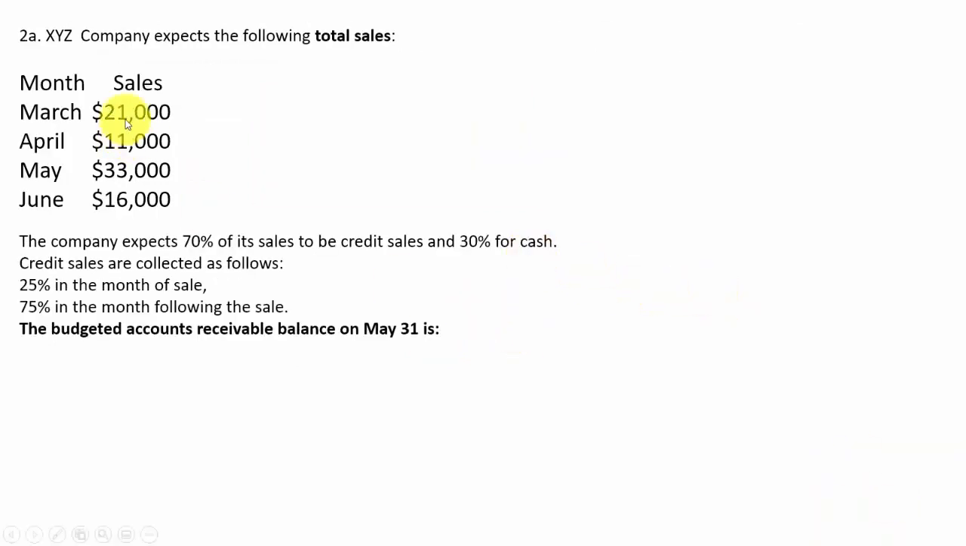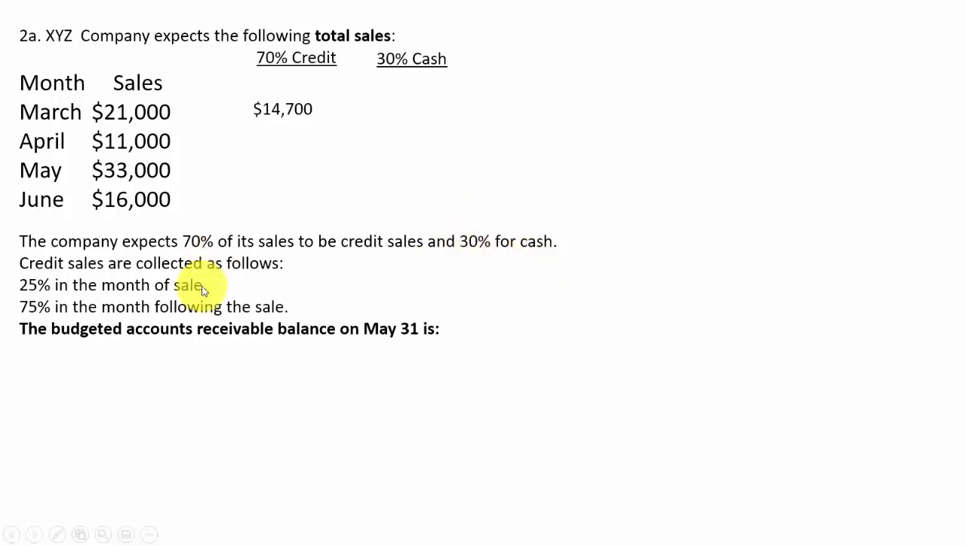This problem starts off with XYZ Company expects the following total sales. Total sales means there's a portion that are credit sales and a portion that are cash sales. So their total expected sales for March are $21,000, April $11,000, May $33,000, and June $16,000. The company expects 70% of its sales to be credit sales and 30% cash sales. So let's fill this in a little bit. 70% are on credit, 30% are cash. And so we'll get the breakdown of each of these months as follows.